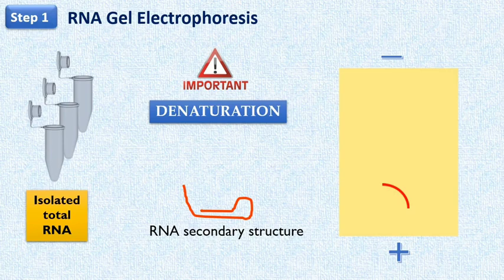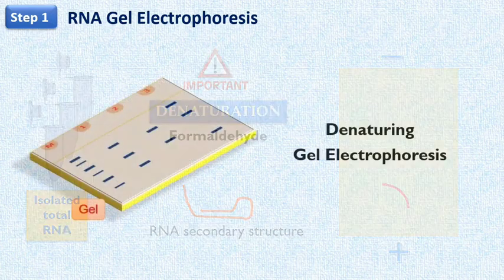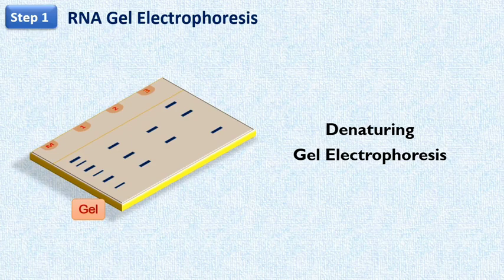So, to denature RNA, formaldehyde is used as a denaturing agent. Thus, denaturing gel electrophoresis is used in this step.